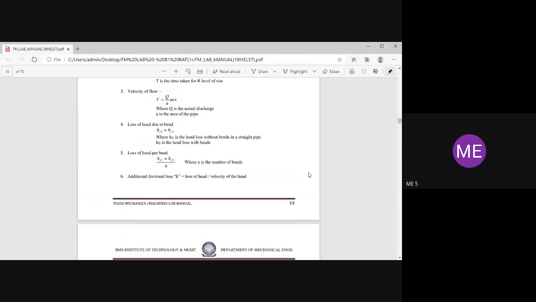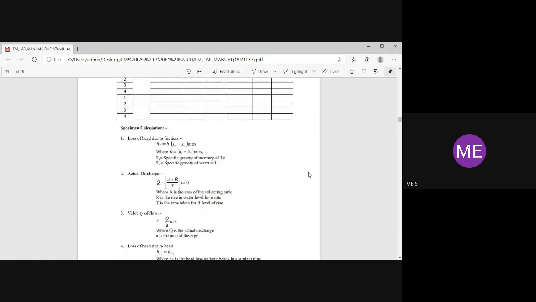You remember, for minor losses in the pipe flow, we are going to take the 27 mm straight pipe first. We are going to find out HF1, the loss of head due to friction, and then we are going to take the readings for the 27 mm bend pipe. After taking the readings, only one extra thing is there here. All the remaining calculations are the same, as calculated in the previous class.